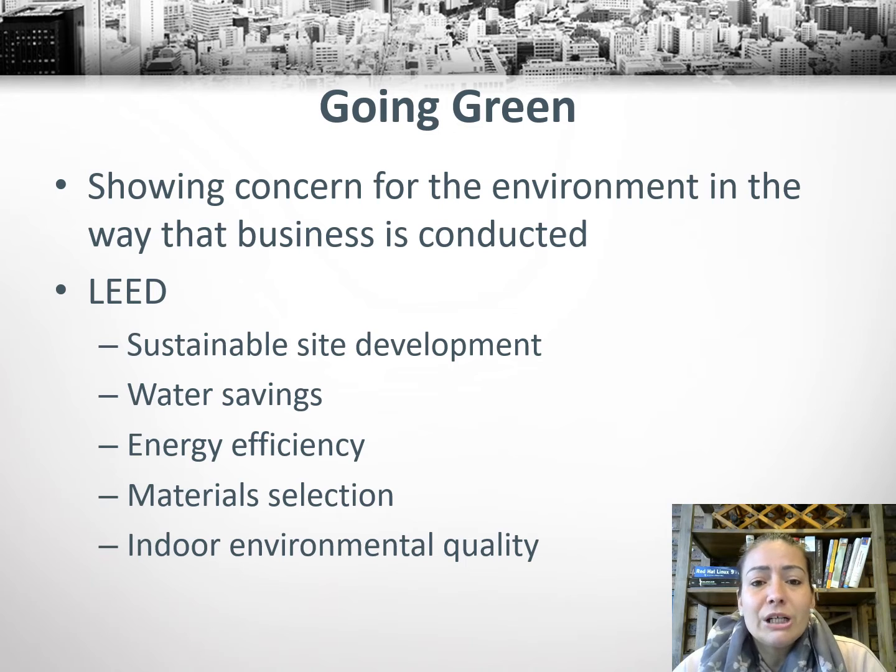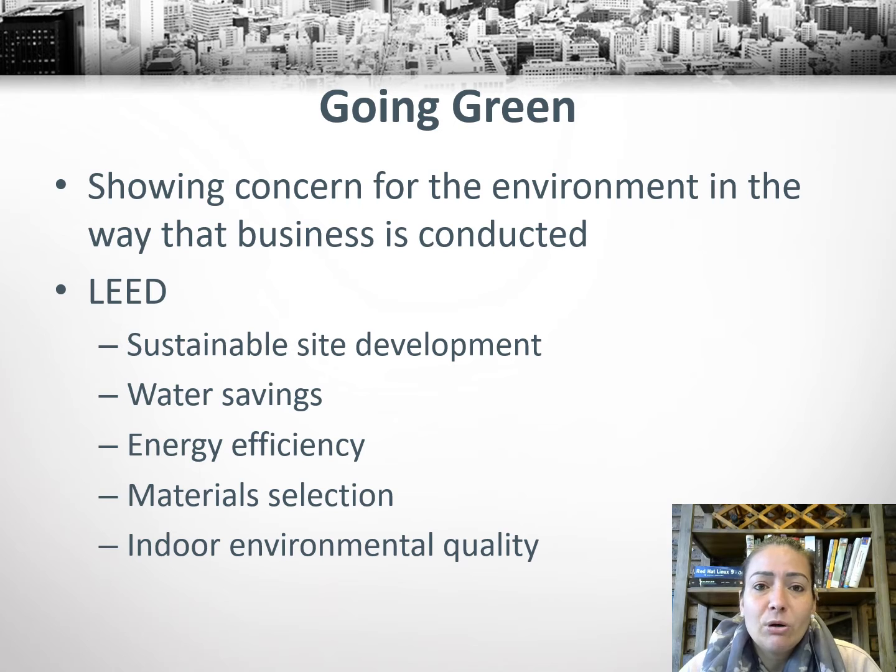Then with regards to going green, many hotels and properties have shown concern for the environment in the way that they conduct business. If you think about saving water, many hotels have changed their shower heads, for example. You used to get those huge shower heads that felt like a waterfall if you stood underneath them, and you never realized how much water they actually used. So they changed that to high pressure shower heads, which are much smaller and actually use a lot less water.